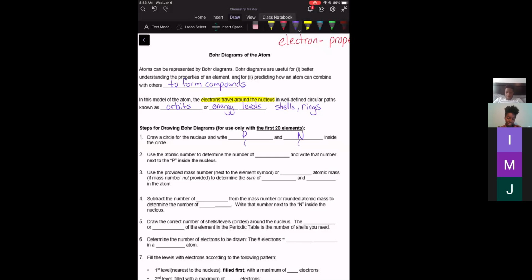Protons. Yeah, protons. So that stands for protons. And then the N stands for neutrons, because that's what's inside the nucleus. You can write it next, I'm just letting you know, but you guys should know what P and N stand for.